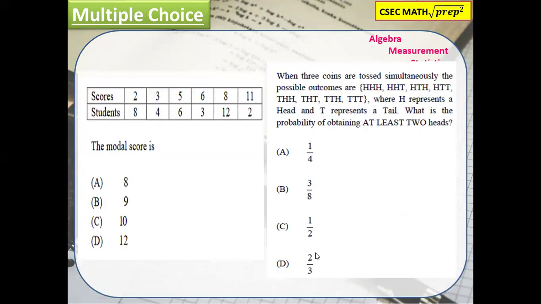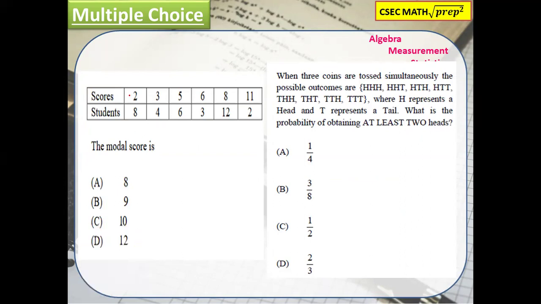All right, so moving on to another category now. Final category in this section of the multiple choice paper, which is statistics. Mean, mode, median, and probability are key concepts here. But here we go for mode. So a little table is given here, and you're asked to find the modal score. Now, modal score is the score that occurs the most.